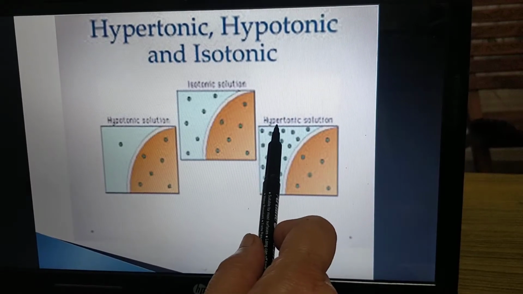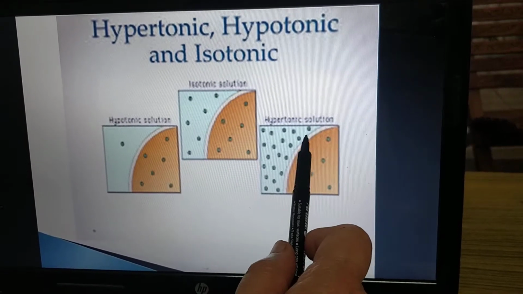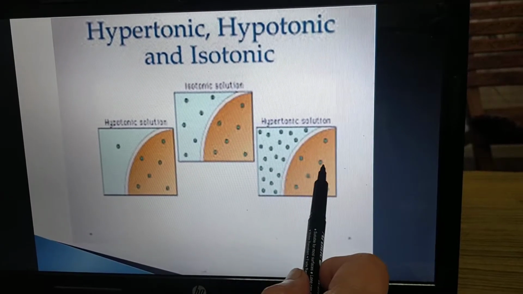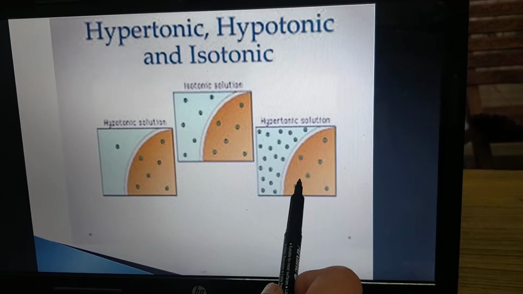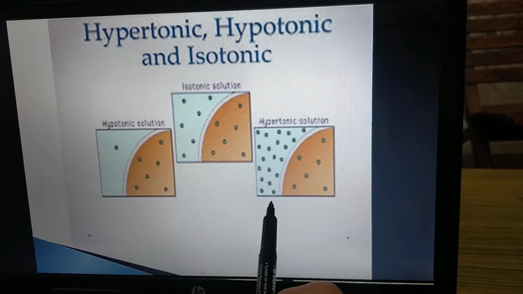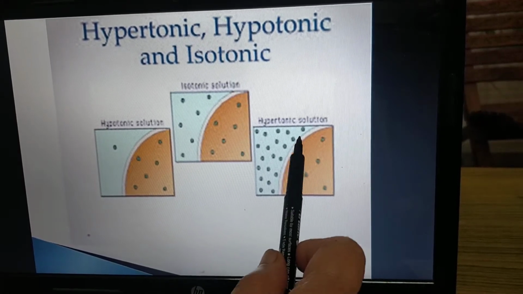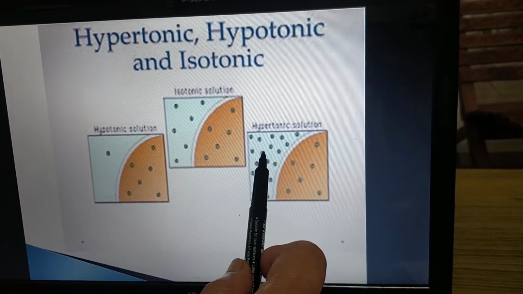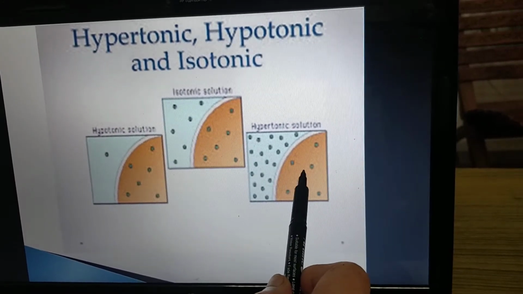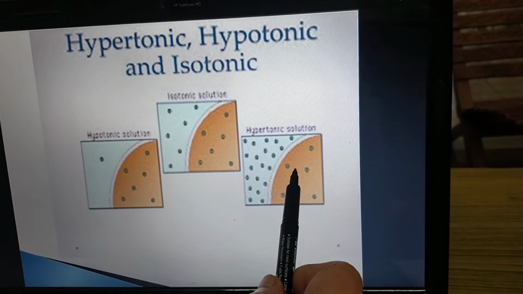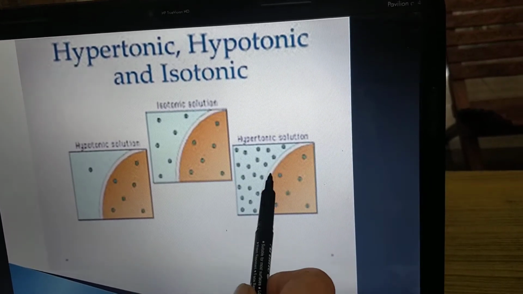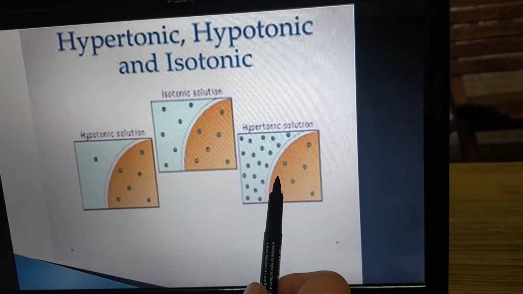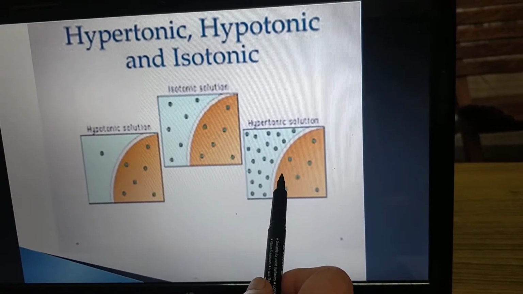Hypertonic. Hyper means higher. Here you see, outside the cell there are so many solute molecules, and inside the cell again 6 dots are shown. So here the outer medium has a higher solute concentration as compared to inside the cell. The water moves out of the cell, or in this case the cell shrinks.